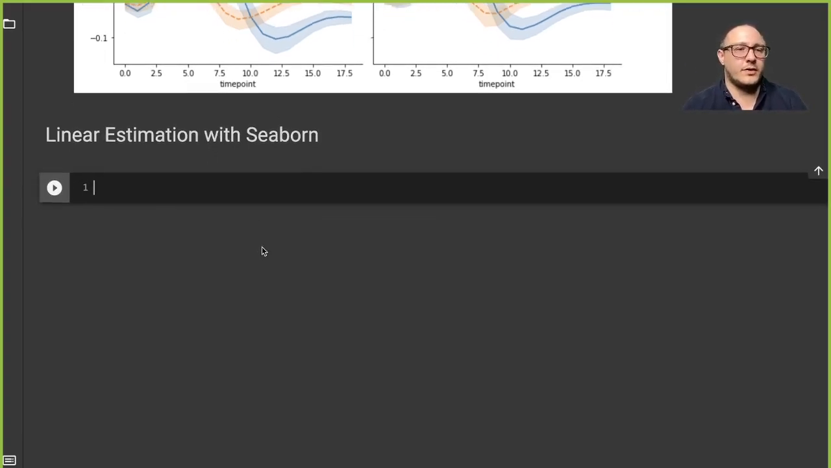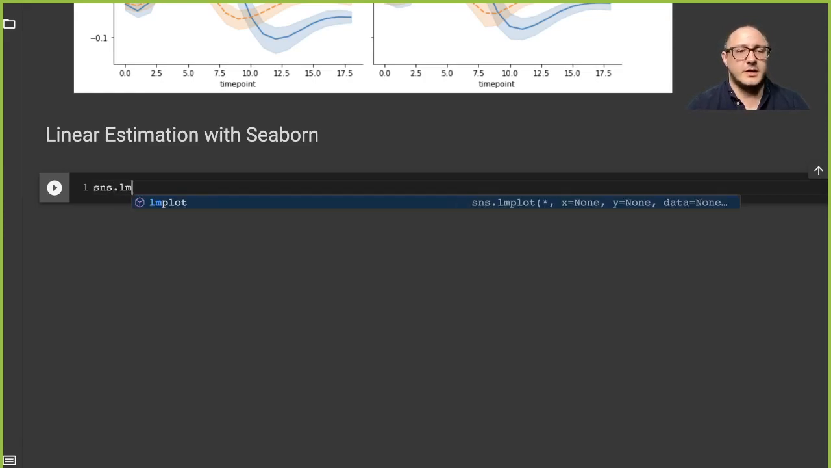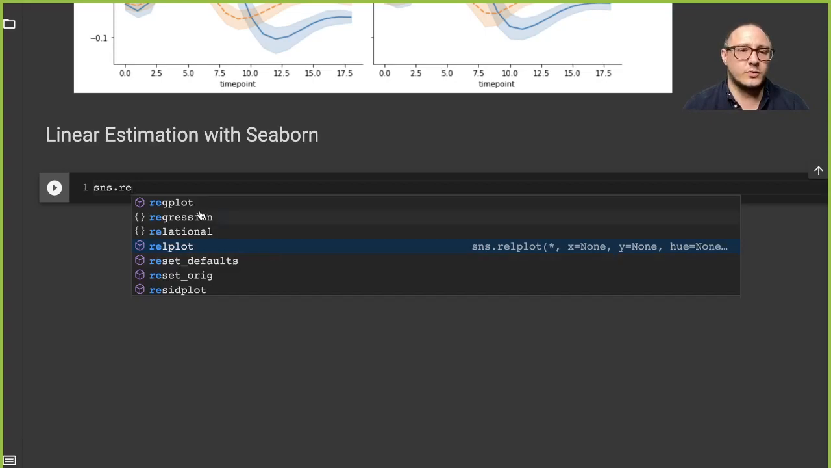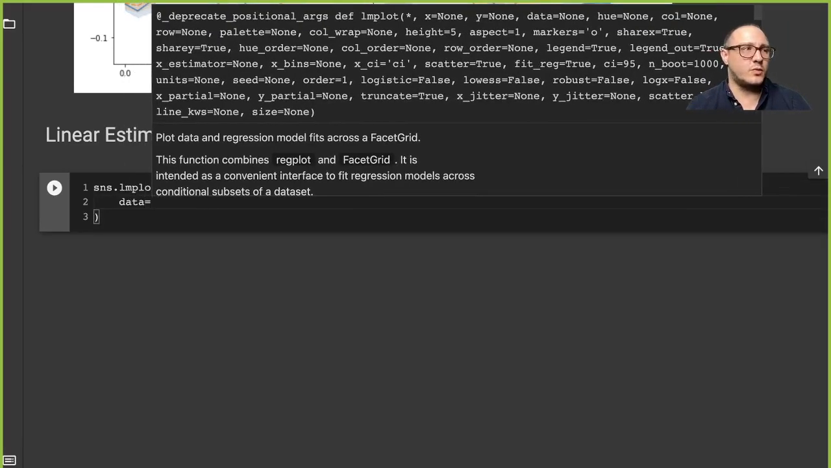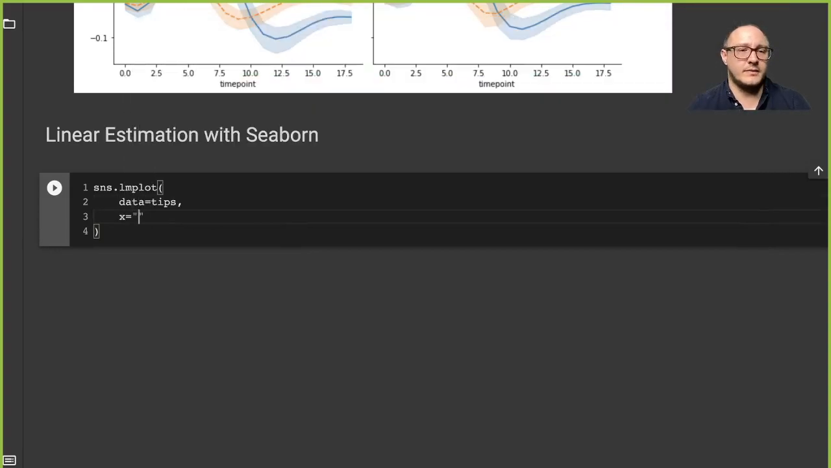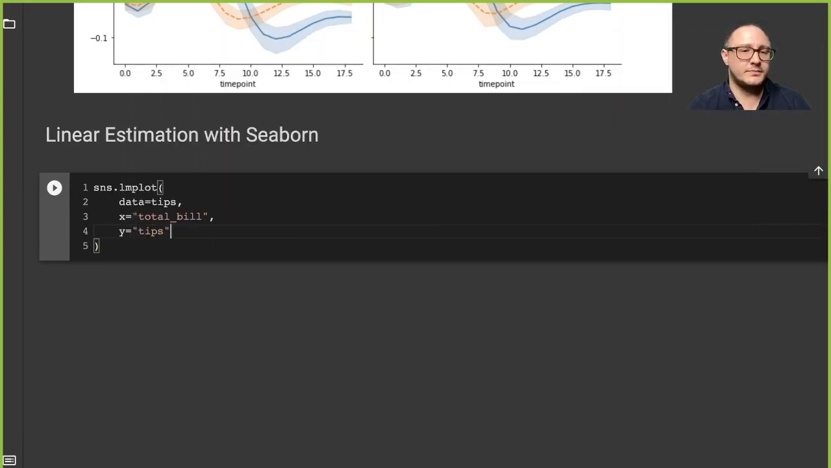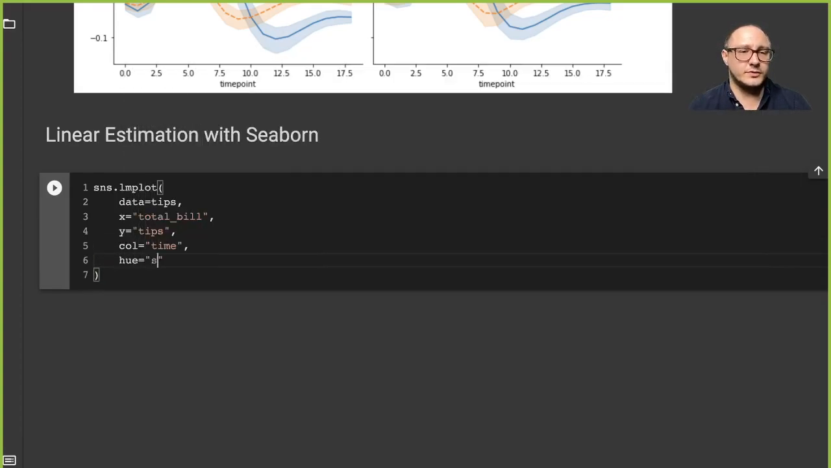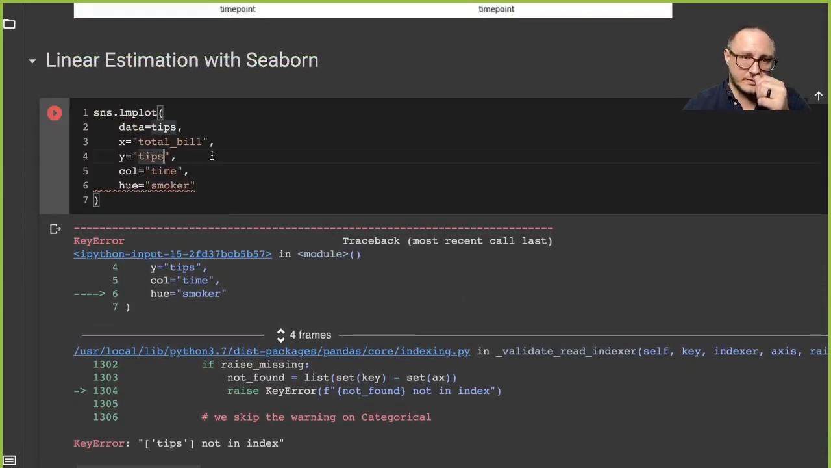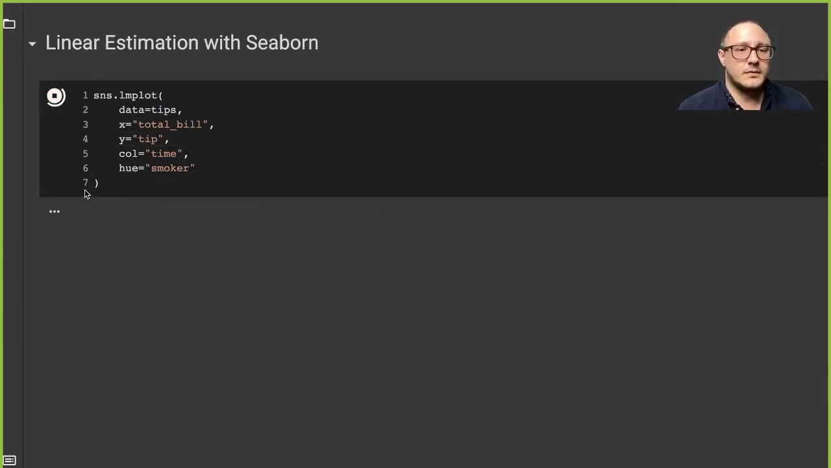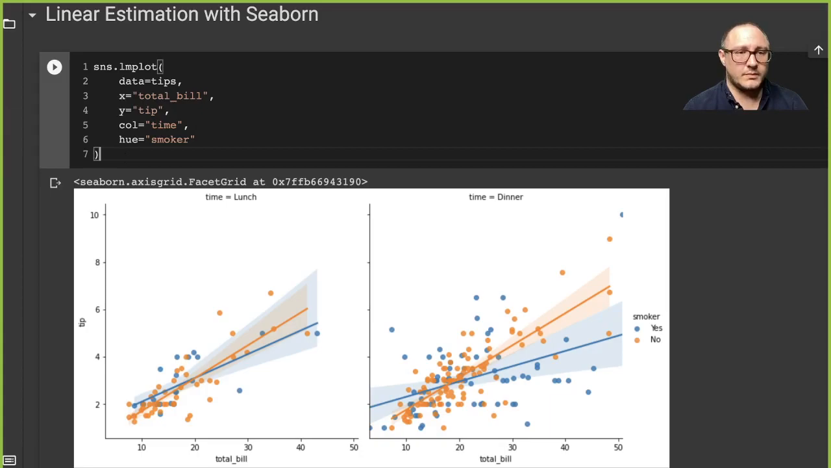Okay, now there are a couple different options. There's the sns.lmplot, but we also have this regplot as well. And I don't remember, maybe the lmplot is going to be deprecated. Let's see if it gives us a warning. I'm going to use the tips data that we've already downloaded. X is total bill, Y is going to be tips. Column is equal to time. Hue is equal to smoker. Let me run that one more time, clean that up.